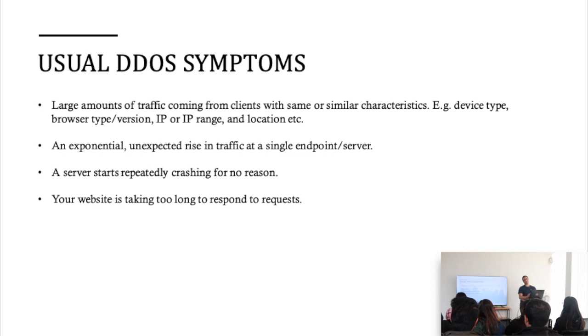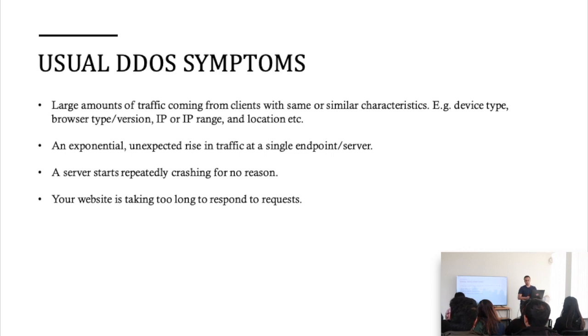So what are the usual DDoS symptoms? The first one is a large amount of traffic coming from clients with similar characteristics, like their IP or IP range, their location, browser type, version, etc. The other one is an exponential rise in traffic at a single server. The other one is a server that starts repeatedly crashing for no reason. And finally, your website is taking too long to respond to requests.